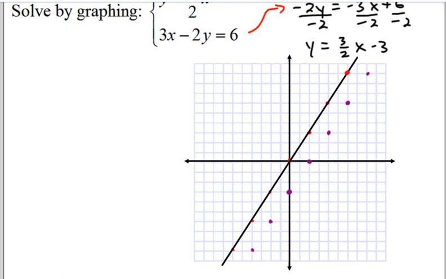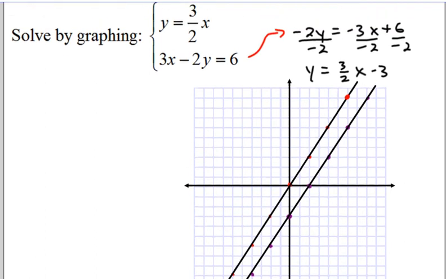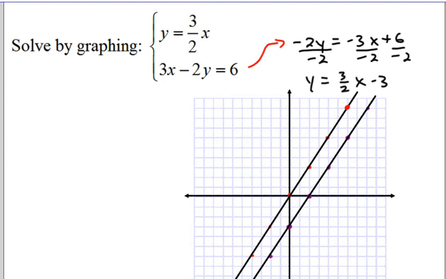You guys seeing what I'm seeing? I should have noticed it right away here, that these were parallel lines. Look at the slopes. This line has a slope of 3/2, so does this one. All right, they have different y-intercepts, so they're parallel lines. That means they never intersect. There's no solution.